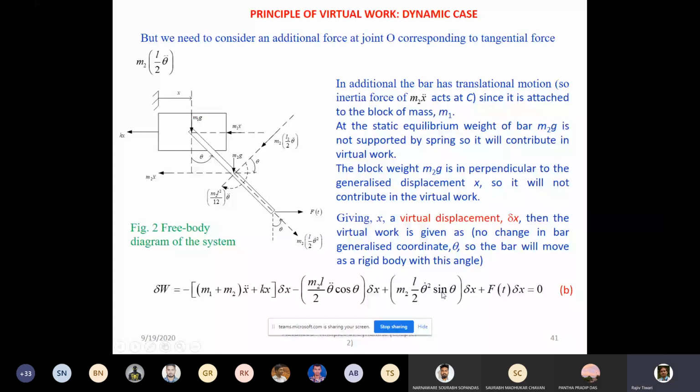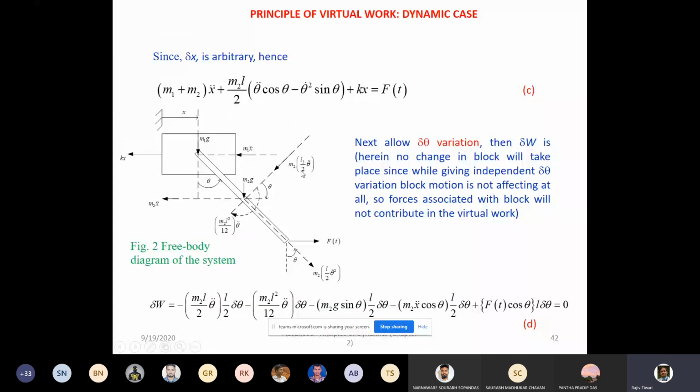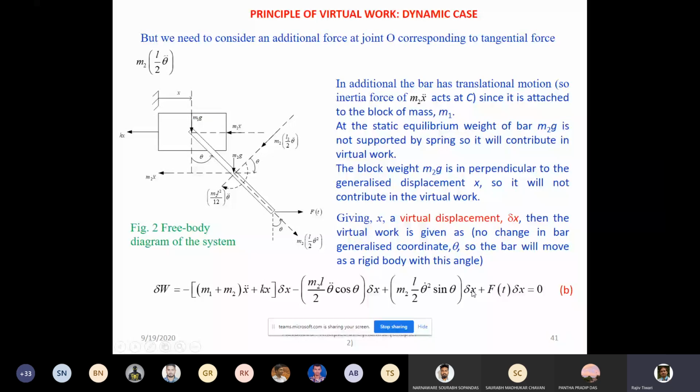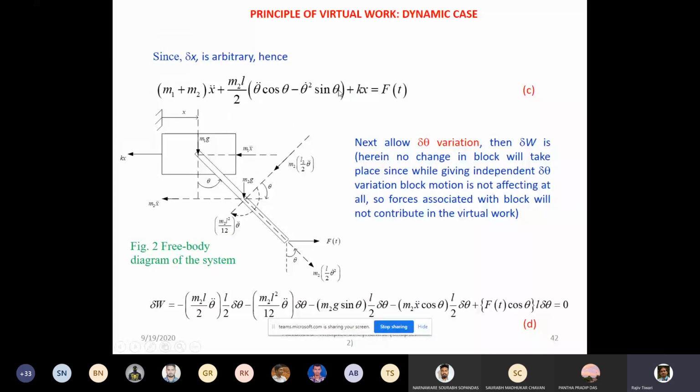So here you can see that delta x is common. We can take out that common, and within the bracket, whatever the terms are there, if we equate that equal to 0, we'll get this expression. Because delta x cannot be 0, the bracket term will be 0. That will give us this equation. So this is one of the differential equations which we got while we gave the virtual displacement delta x.